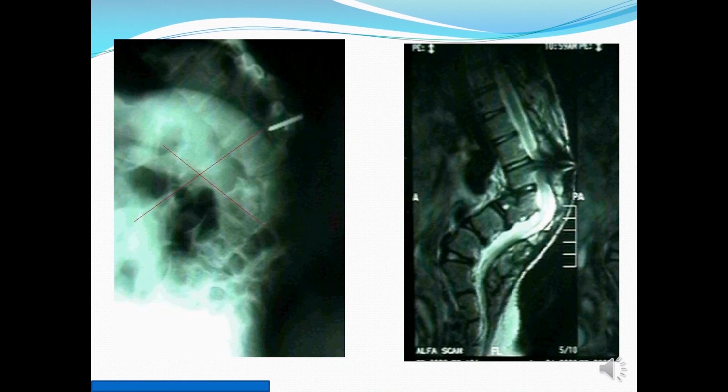A marked kyphotic deformity in a young girl, 14 years of age, and as we can see, there was an attempt at surgery before through an anterior approach, but with failure. This is her plain X-ray, with the angle measuring around 70 to 80, and the MRI shows the pathology of the spine and the bodies. Also, we can see a broken screw of the previous surgery.